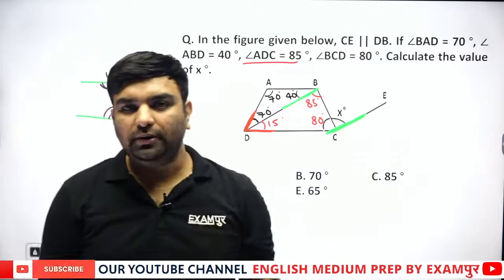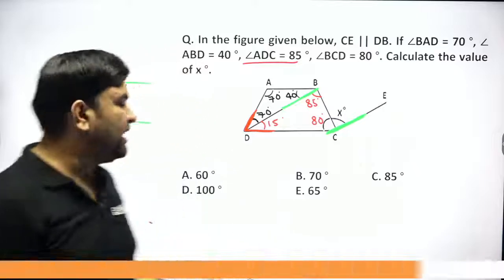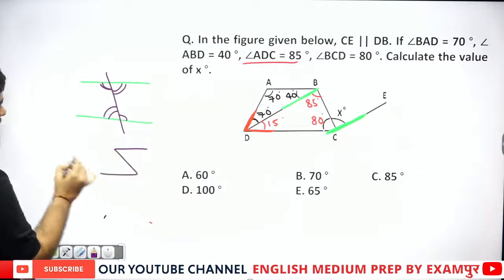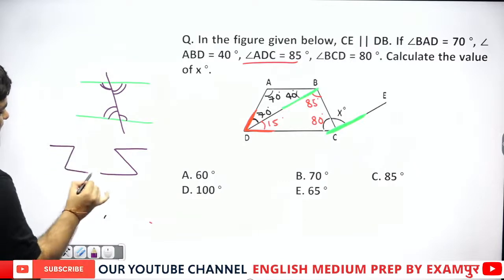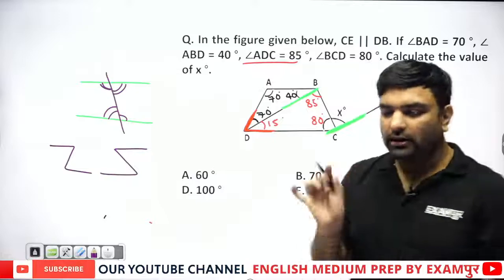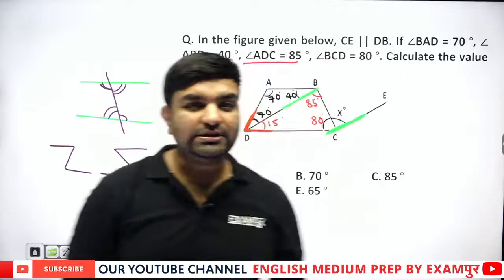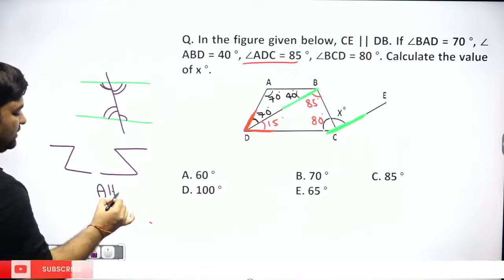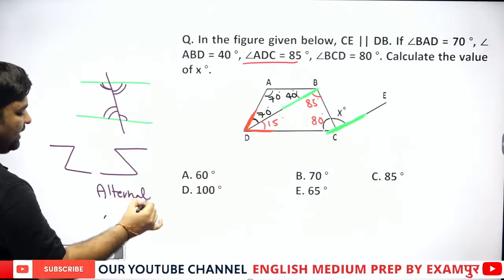They are called alternate interior angles, which are in the shape of Z, the reverse one or the correct one. What are being called alternate interior angles? Alternate interior angles.